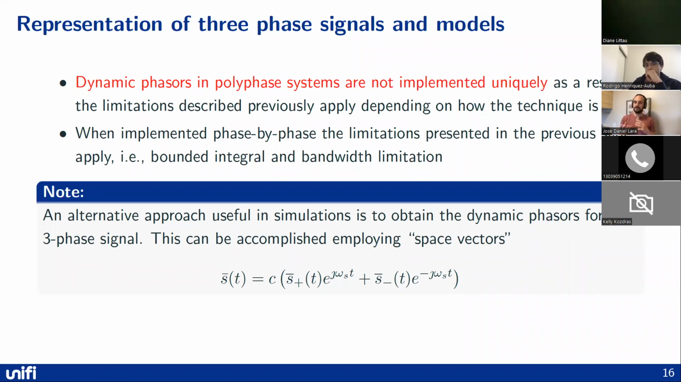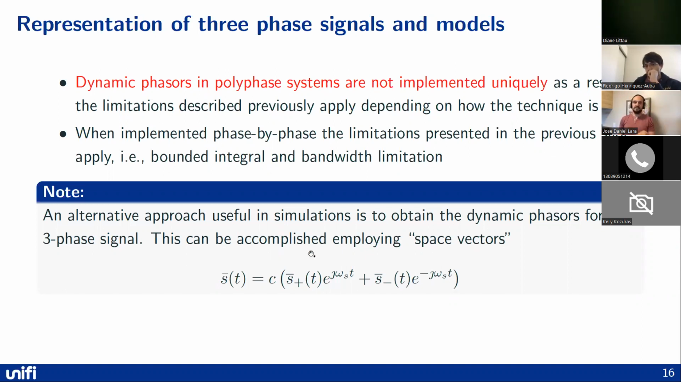So an alternative approach to understand how dynamic phasors will work in the context of a full three-phase signal is applying to the full three-phase signal a space phasor simplification. So we can represent the exact same three waves as a space vector that is represented on the screen, where we can say that a three-phase signal is basically the sum of two components of a space vector with positive frequency and negative frequency components.